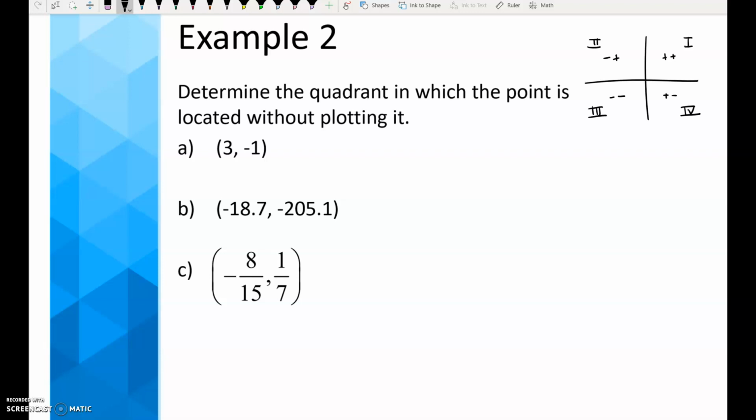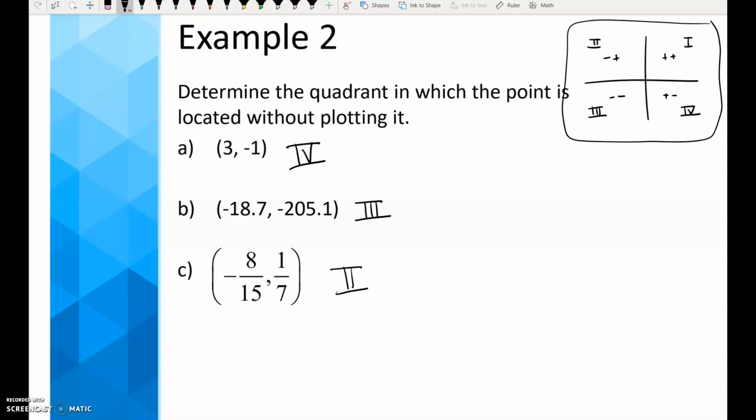Okay, so A is positive, negative. Positive, negative is quadrant 4. B, negative, negative, that is quadrant 3. Negative, positive, that is quadrant 2. So it is okay. I'm not going to force you to memorize these things so that you could look at this and just immediately say, oh, positive, negative, that is quadrant 4. I would expect you to look at some sort of a reference to do this.